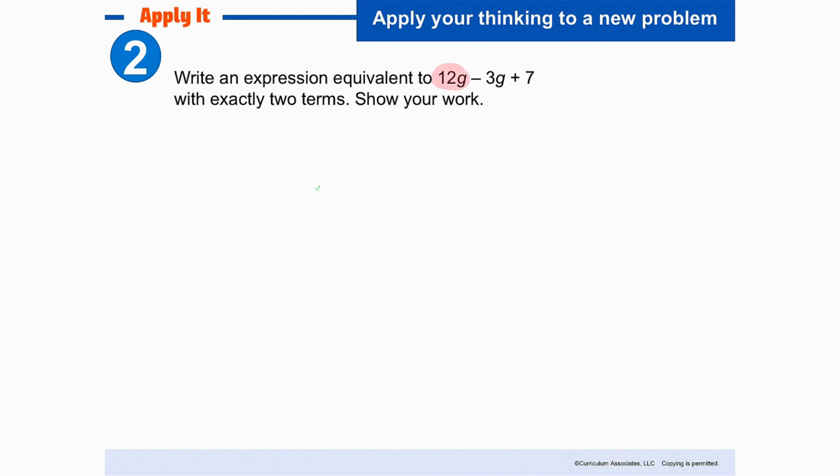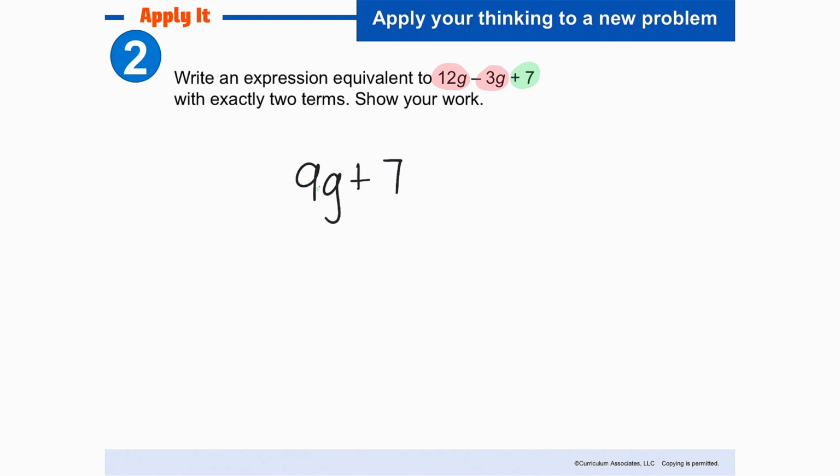I have 12g minus 3g and then plus 7. So I'm going to put the ones that are together, like the ones that are the same color, and combine those, and then anything that's left over we'll just bring down. So I can see 12g minus 3g. Well, I know that's going to be 9g. And then I just have my leftover 7 because it's not going to combine with anything.